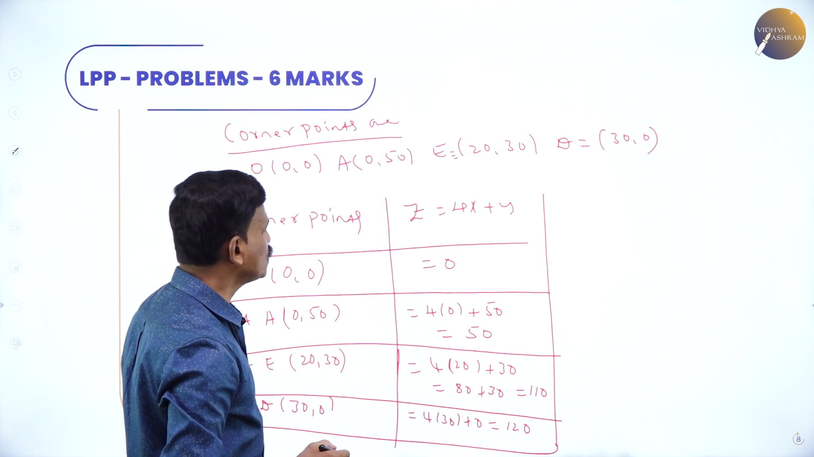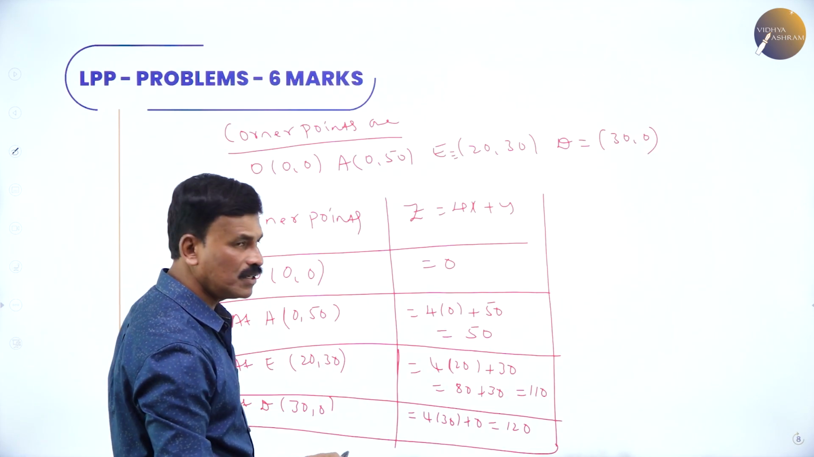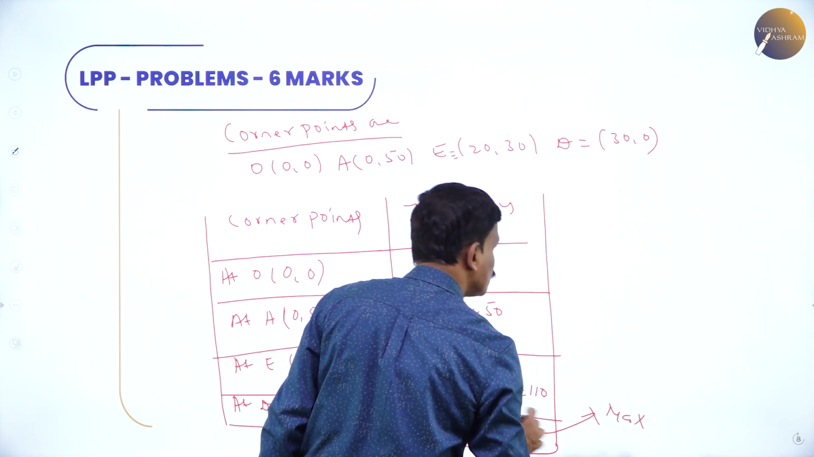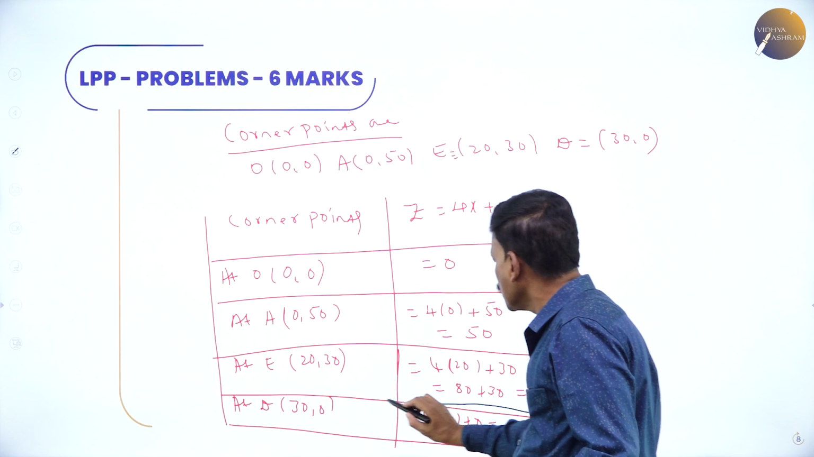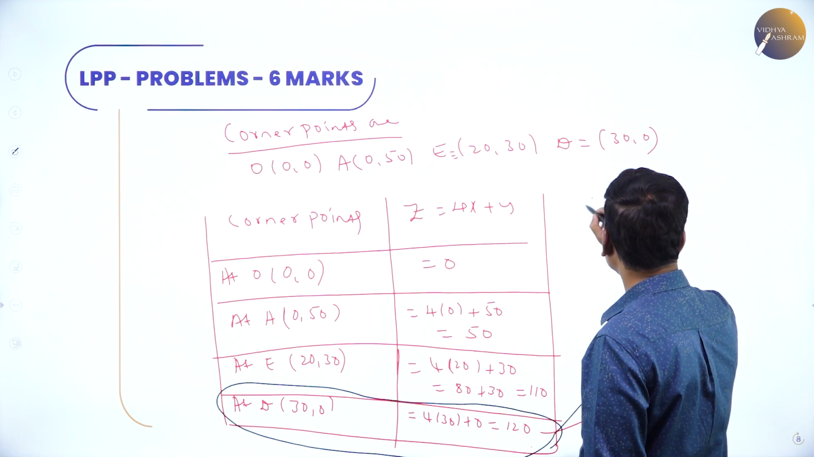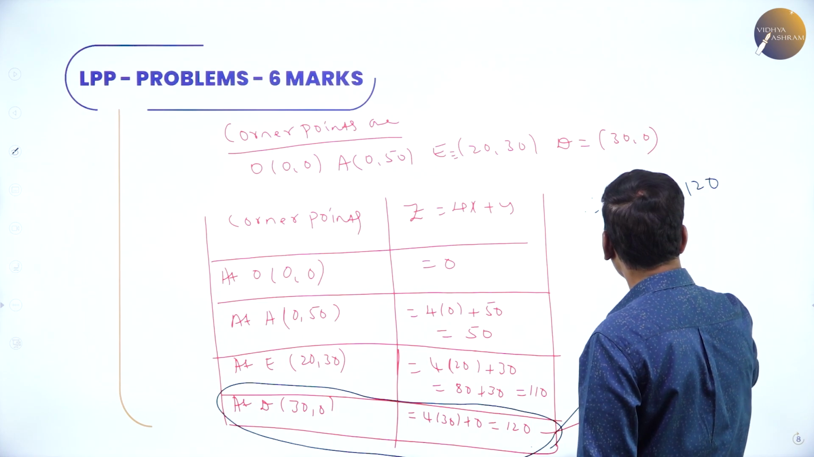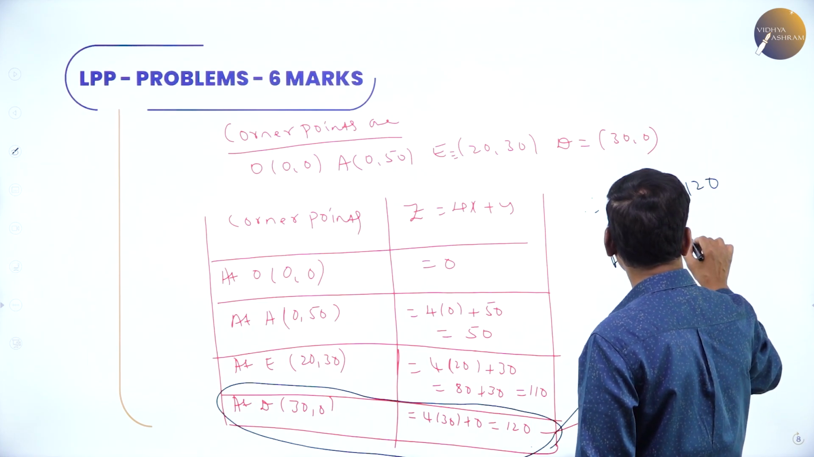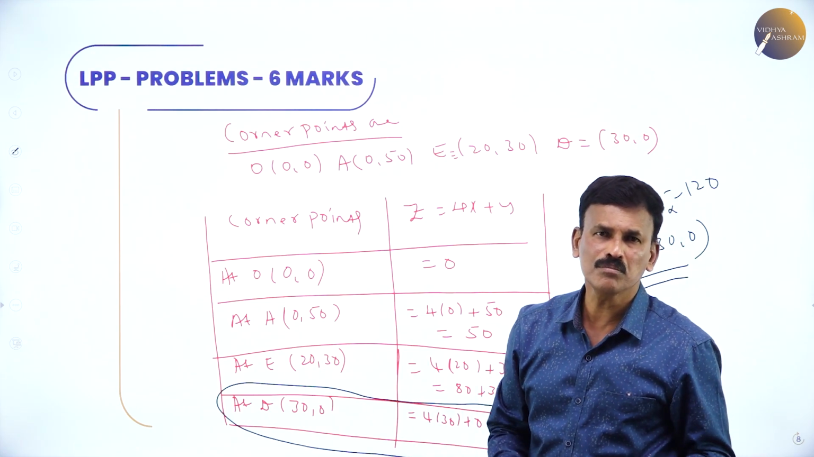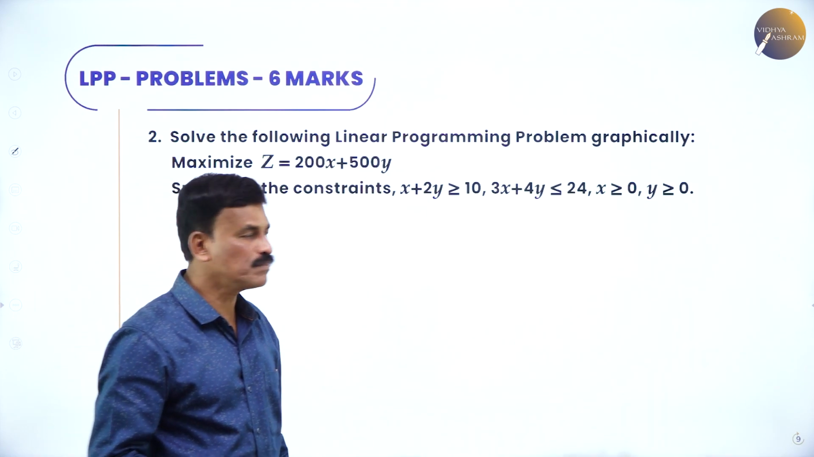Now what is to find? The objective function is the maximum of Z. What is the maximum value in this table? 120 is the maximum value. So therefore, Z maximum is equal to 120 at the point (30, 0). This is how we solve a linear programming problem by the graphical method. Hope you followed. Now move on to the next type of problem.